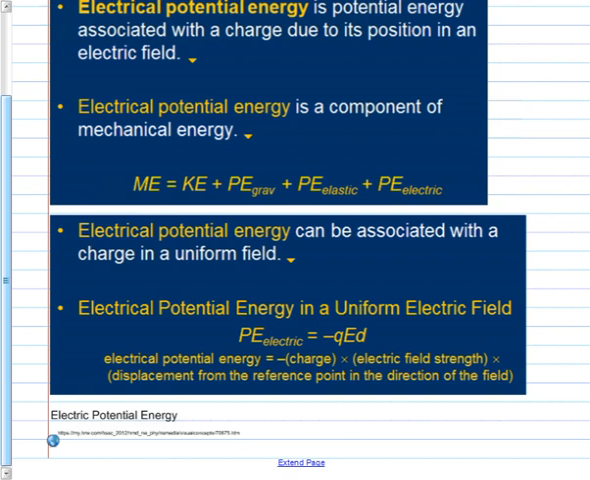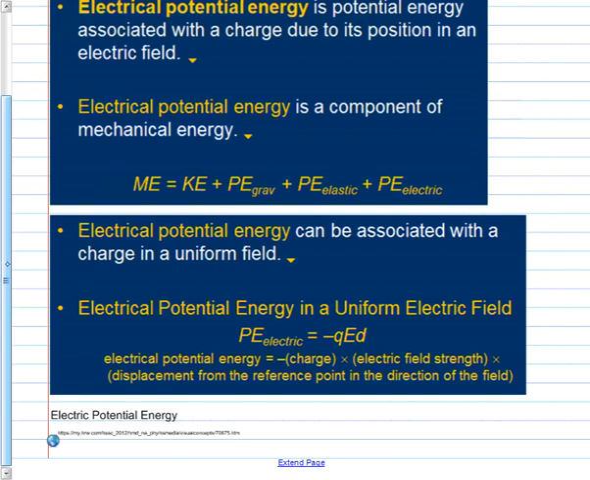Total mechanical energy, we can add something else to it now. Kinetic energy, 1/2 mv squared. You know that formula. Potential energy due to gravity, mgh, excellent. Elastic potential energy, 1/2 kx squared, where k is the spring constant and x is the distance. And now we have electric potential energy, and we'll get that formula here.